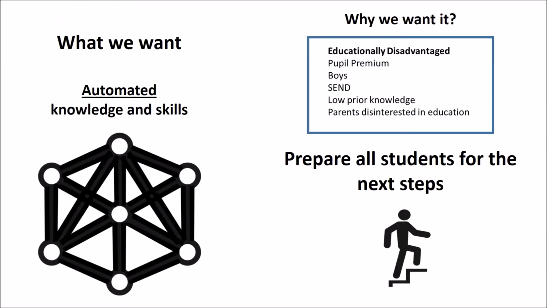So last week with Andrew, we talked about the desired end goal. What we want at the end is fully automated schema existing in students' heads. We want to automate knowledge and skills because this allows us to make long-term changes in the long-term memory of our students. And we want this because, yes, it helps all the educationally disadvantaged on our pupil premium, etc. But ultimately, it prepares all students for the next step in their educational journey. It prepares all students for those exams that ultimately they are going to have to sit.